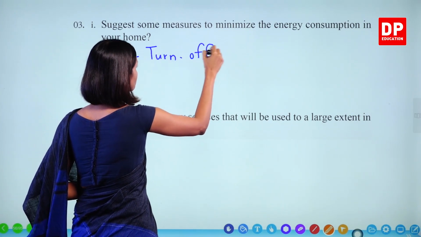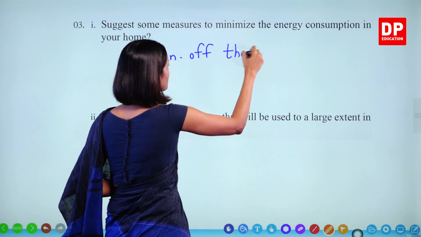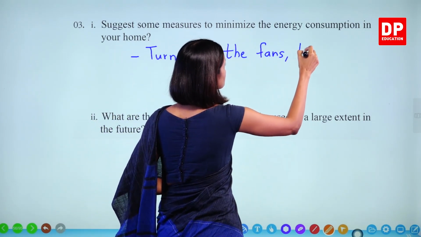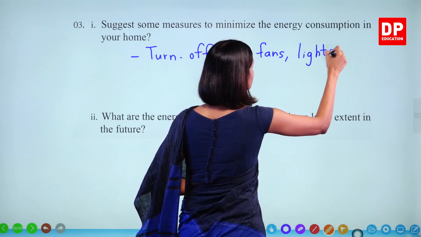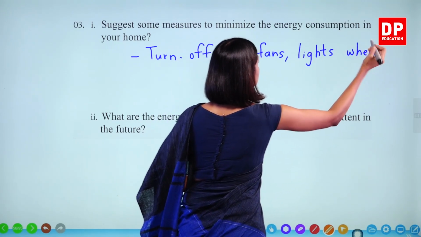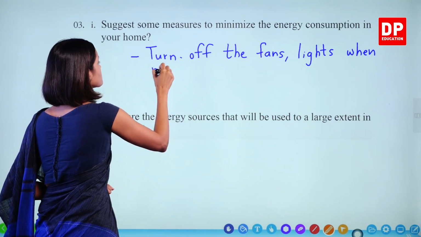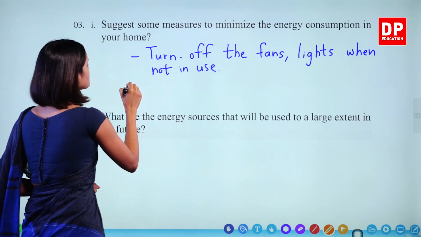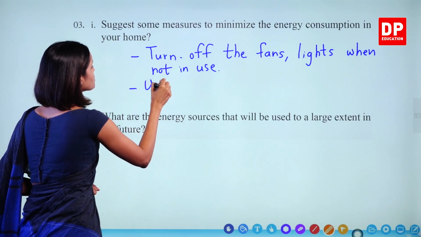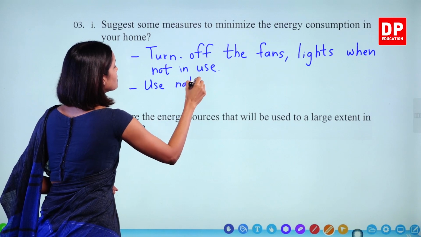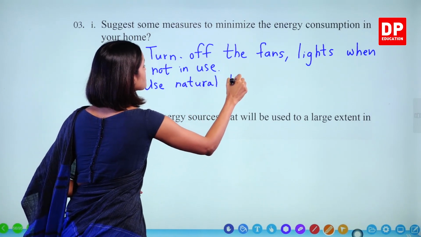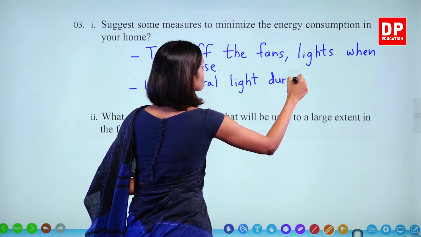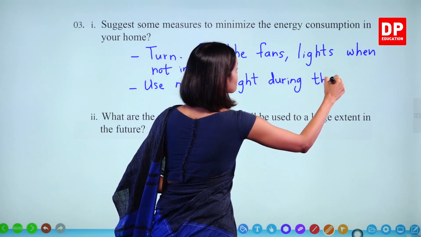Turn off the fans, lights when not in use. Use natural light during the daytime.